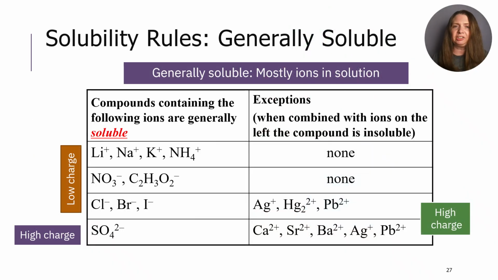To predict the solubility of ionic compounds, use the solubility rules located on your reference sheet. The reference sheet contains two tables. The first table lists ions that are generally soluble. The second column in each table lists any exceptions. For example, chlorides are generally soluble, but silver chloride and lead chloride are exceptions, and those are considered insoluble.